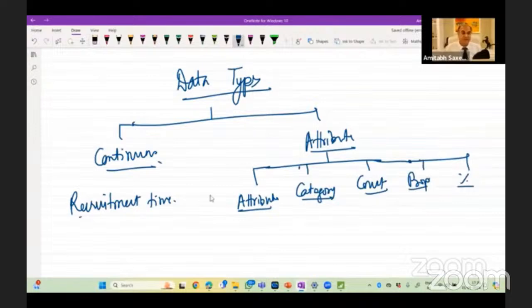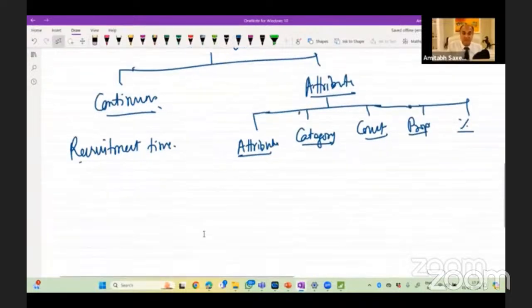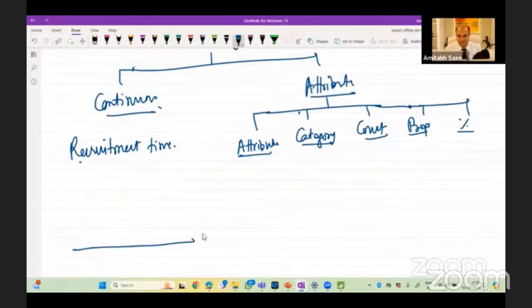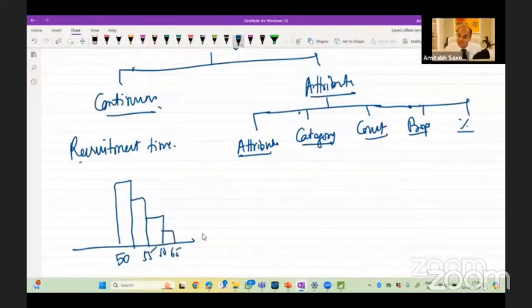Now, recruitment time. Whenever I'm dealing with continuous data, I can use a histogram. It means I collect 30, 40 samples of my recruitment time. And I say, okay, most of the recruitments are taking 50 days. Some are taking between 50 to 55 days. Some are taking between 55 to 60 days. Some are taking between 60 to 65 days.